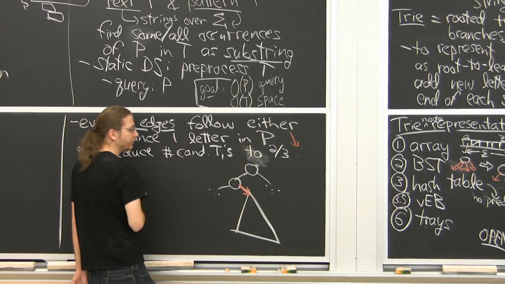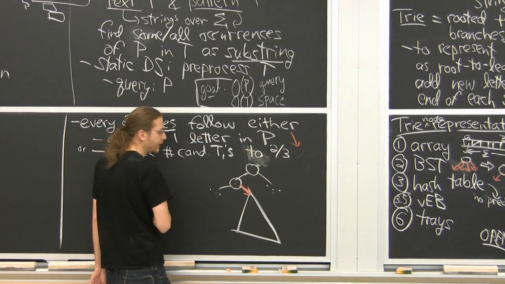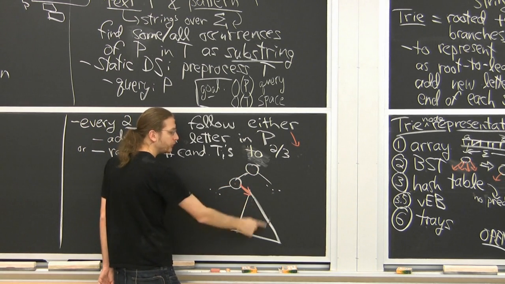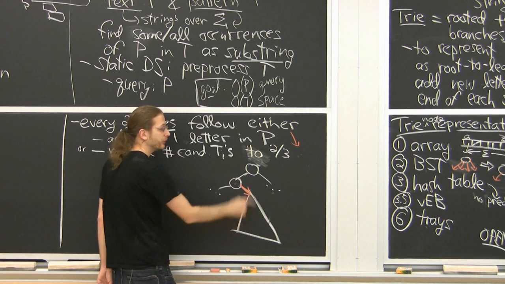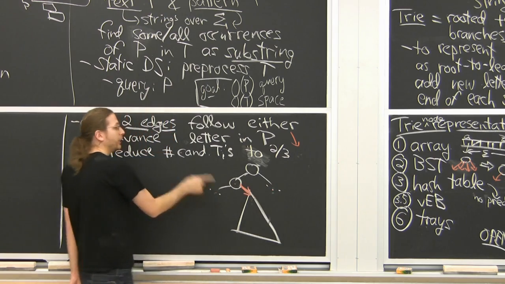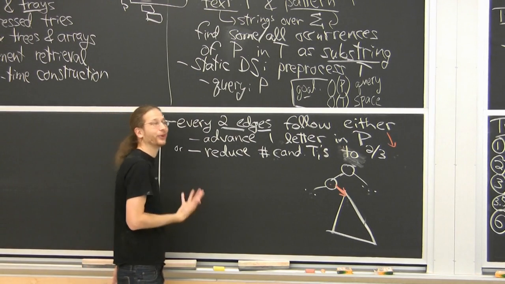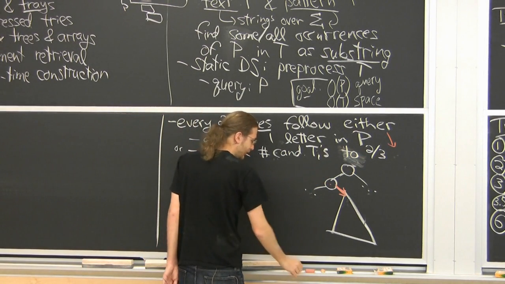In two steps, I advanced one letter in P. Or in two steps, I went here, or I went here. And this was a huge amount of the nodes. This was at least a third of the nodes. So again, if I end up here or end up here, I lost 1/3 of the candidate leaves, leaving 2/3 of them.